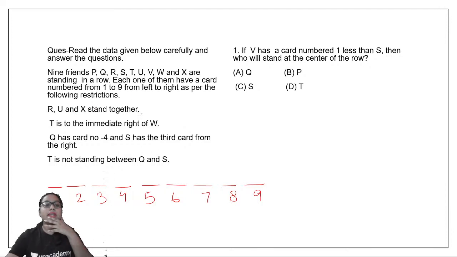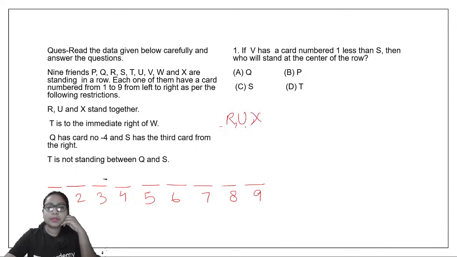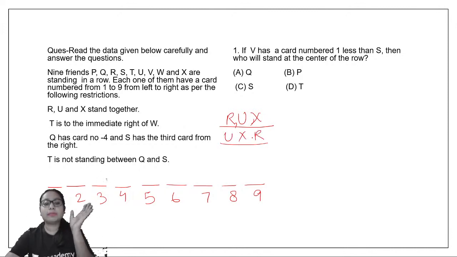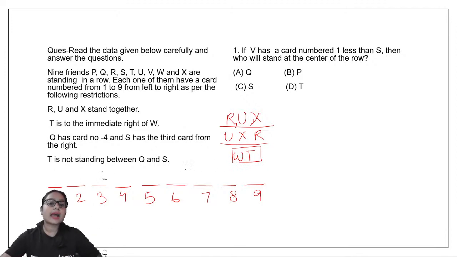The first restriction is that R, U and X stand together. It means R, U and X, these three people would be together, not necessarily in the same order. It could be U, X, R or anything, okay? But these three people would be together. Next statement, T is to the immediate right of W. It means with W we'll get T. This order is correct.